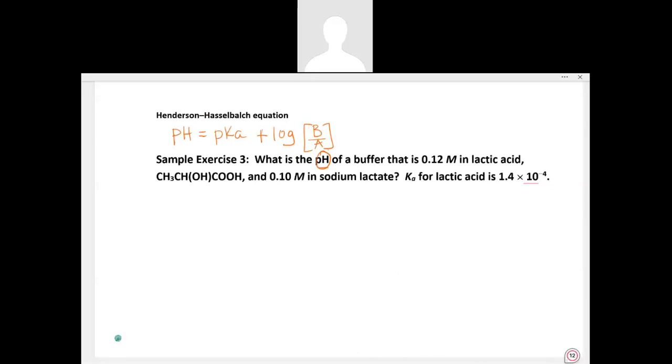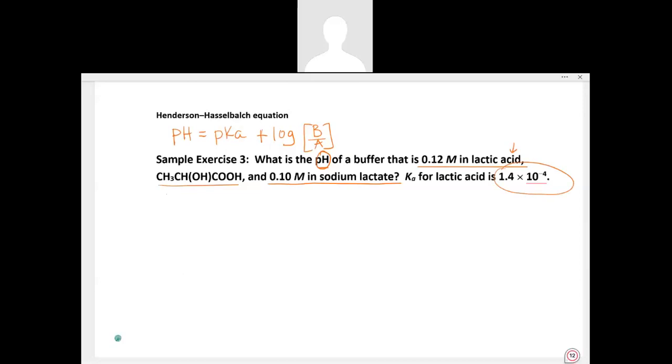When we're solving for pH, the hardest part is figuring out which is the acid and which is the base. In this case, we're told that we have lactic acid, so this one's pretty obvious. This is the structure here, in case we wanted to know that, but we don't actually need it for our calculation. We will need to know our anion, though. Our sodium lactate is our conjugate base.